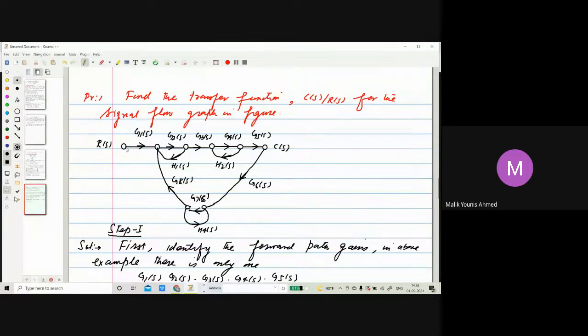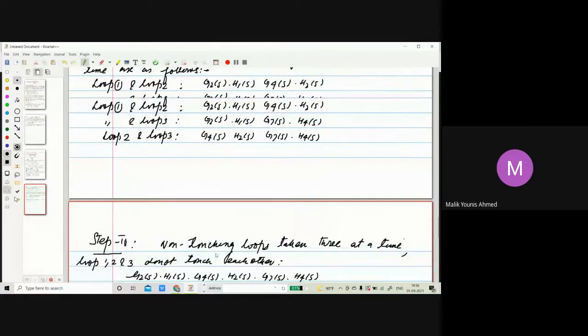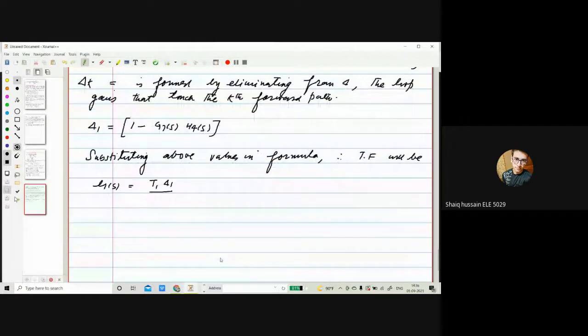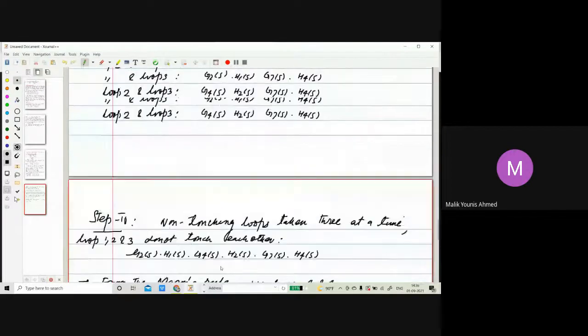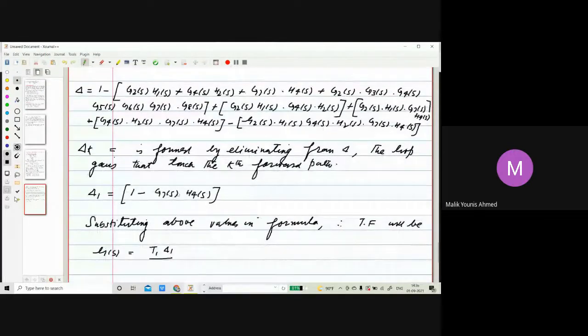There is only one forward path, G1, G2, G3, G4, G5. So loop number 1 is touching it, eliminate it, leave it. Loop number 2 is touching it, eliminate it, leave it. Loop number 4 is touching it, eliminate it, leave it. Touching means nodes are common. But loop number 3 does not have any node in common. So 1 minus that will be considered. We are writing only 1 minus G7.